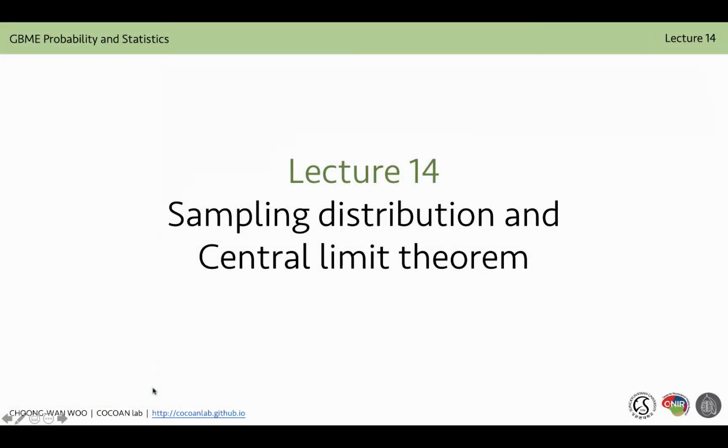Today's lecture is about sampling distribution and central limit theorem. They are quite important topics, so I'm gonna cover those today. And central limit theorem is one of the most important theorems in modern statistics.